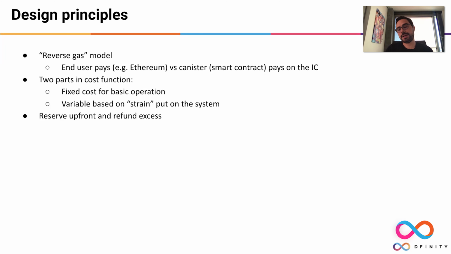The third point is this notion that we first reserve the resources, or the cost, I should say, that your canister would need to pay. And then at the end, when we know exactly how much the operation costs, we can refund the excess. This is to make sure that basically every action will be paid for, and we won't have cases where we have to roll back something because the canister ended up not having enough cycles to cover the cost.